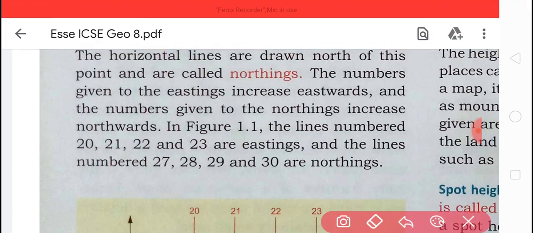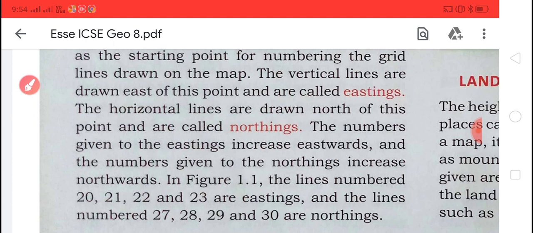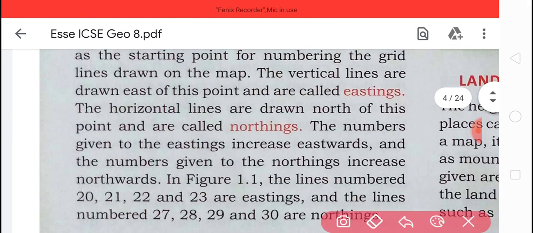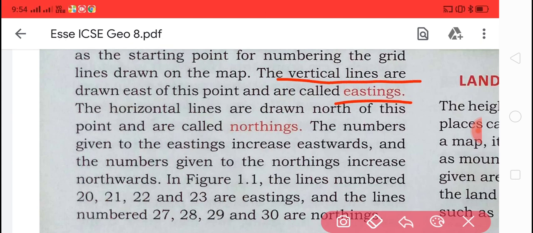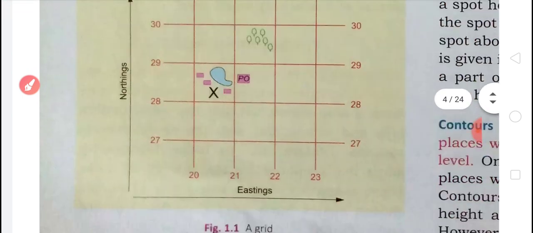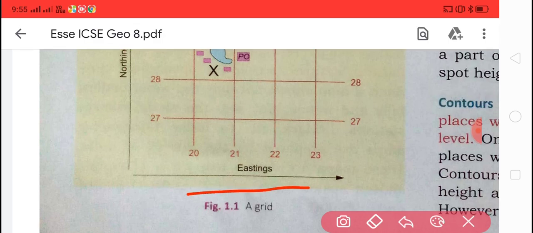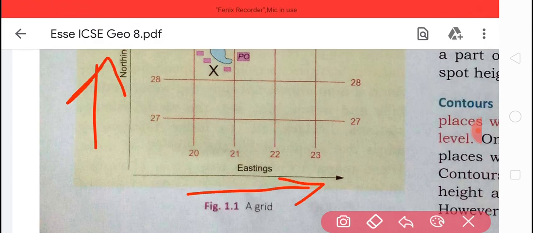So the vertical lines are called easting and the horizontal lines are called northing. In figure 1.1, the lines numbered 20, 21, 22, 23 are the easting and 27, 28, 29, 30 are the northing. See on the picture, these are the easting and these are the northing.